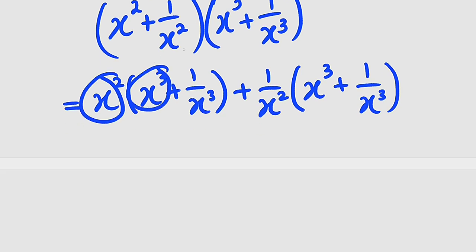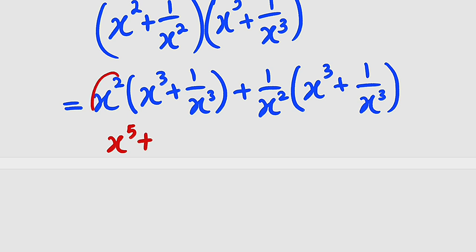If you take this, you multiply by this according to one of the laws of indices, that will give us x to the power of 5 plus, if you take this, you multiply by this, that will give us x squared divided by x to the power of 3, which to the lowest term is the same thing as 1 divided by x.